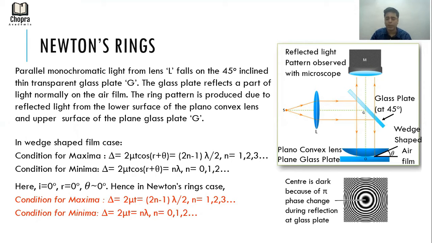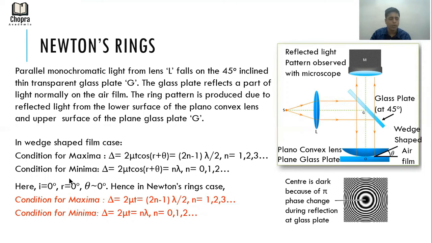So we consider, in the wedge-shaped film case, we had the condition of maxima to be 2 mu t cos(r plus theta) equal to (2n minus 1) lambda by 2. For minima, we had 2 mu t cos(r plus theta) equal to n lambda. Now, as I said, Newton's ring setup is a special case for wedge-shaped film.